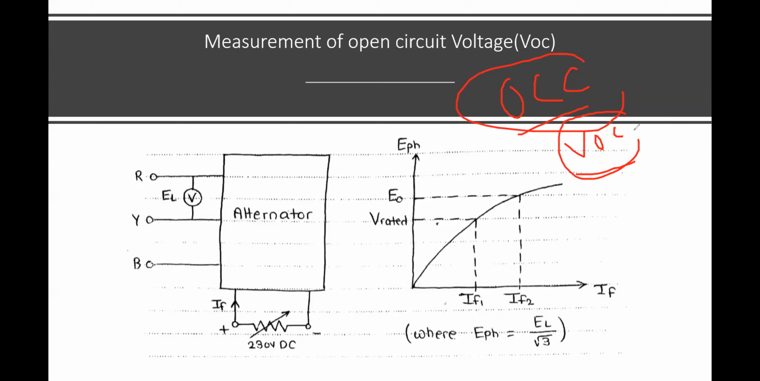It is understood that in the OCC only voltage is present, because current is zero, so there is no confusion. It is very easy to remember how I can calculate the VOC.